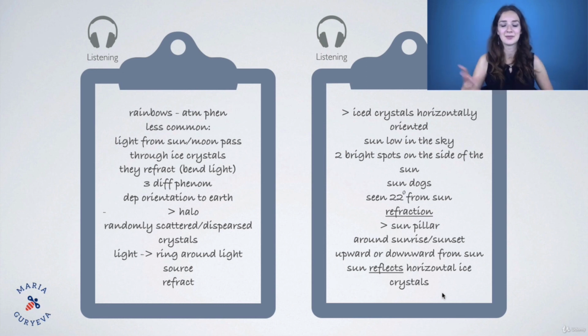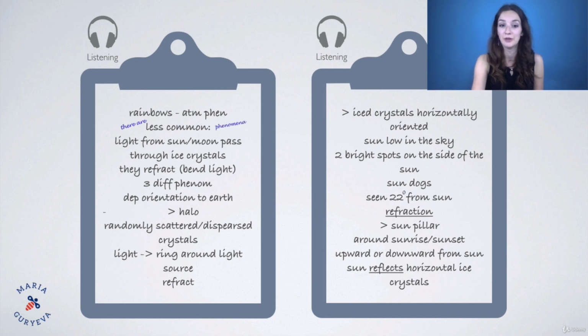So of course it's a mess, of course it's not grammatically correct, it's just random words which I was able to write down, and probably your notes are going to look similar. Okay, so now I have 20 seconds to make it better, to actually make my life better while I'm going to say it. So I'm going to write down some of the words which will help me to read this easier while I'm speaking. So I'm going to write that there are less common atmospheric phenomena.